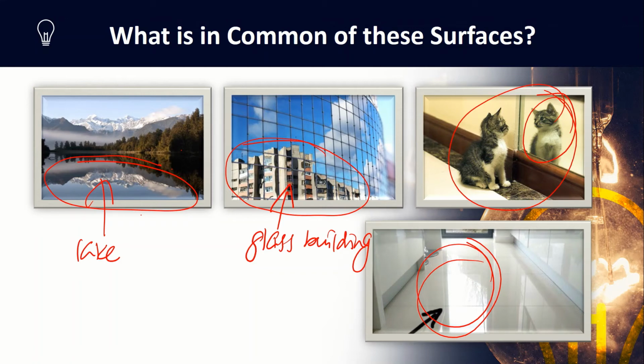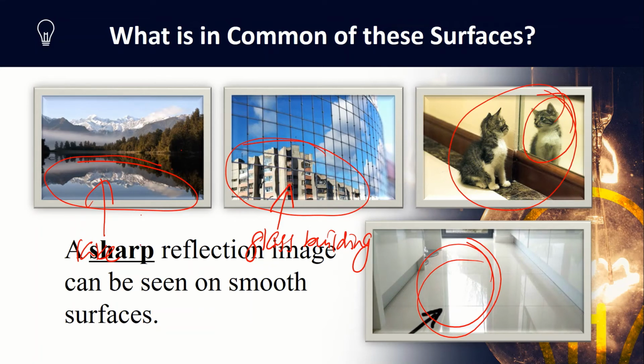So what is in common about all these surfaces that allows a very clear reflected image to be shown? Well, first of all, these images are sharp, and it's because all these surfaces are smooth. Like if you touch the mirror, it's pretty smooth. Any surface that gives us a very clear reflected image is a very smooth object. But of course, you may argue that my tabletop feels rather smooth. But if you zoom in using a microscope, down to the surface, you will see that it's not as smooth as a plane mirror.